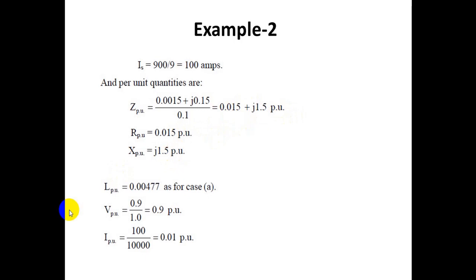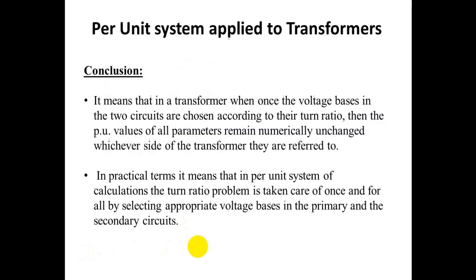And for the inductance we have L per unit equal to 0.00477, as we solved for case 1. In the first case it will remain unchanged, and voltage per unit is again 0.9, and current per unit will again be 0.01, which were the answers we obtained using the first case. So what we concluded by this example is that in this transformer, once the voltage bases in the two circuits are chosen according to their turns ratio, then the per unit values of all the parameters remain numerically unchanged, whichever side of the transformer they are referred to.